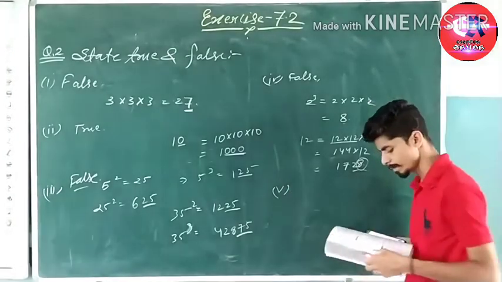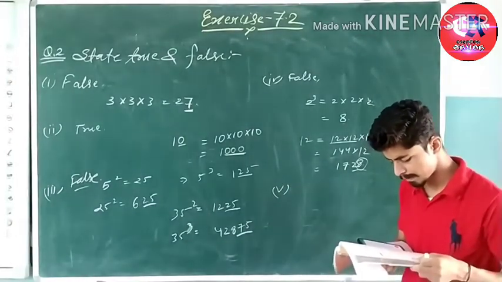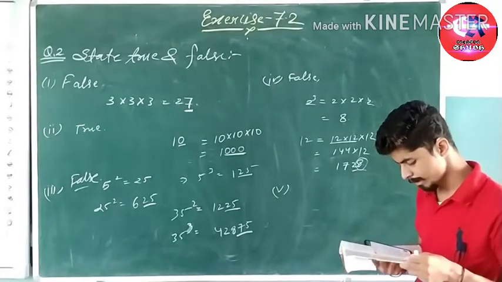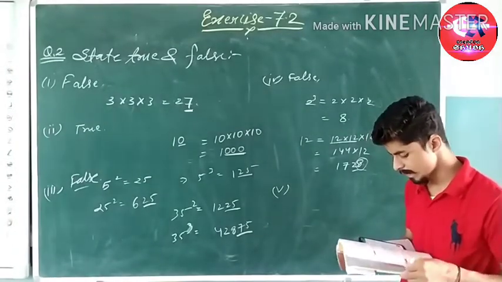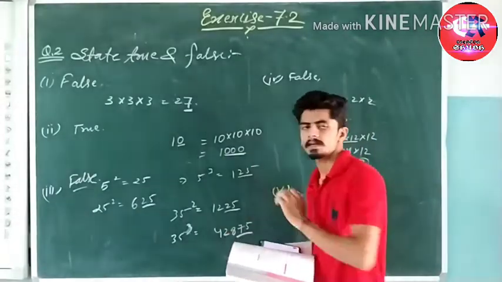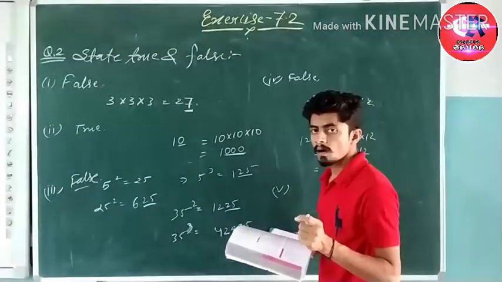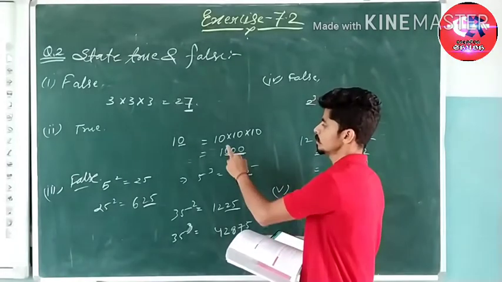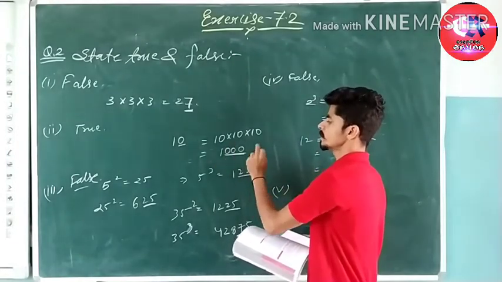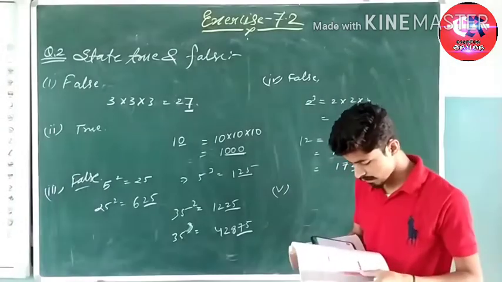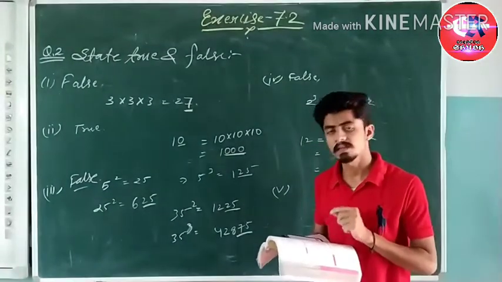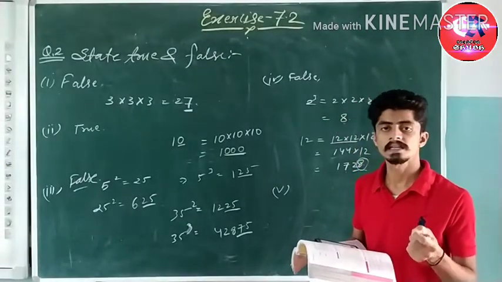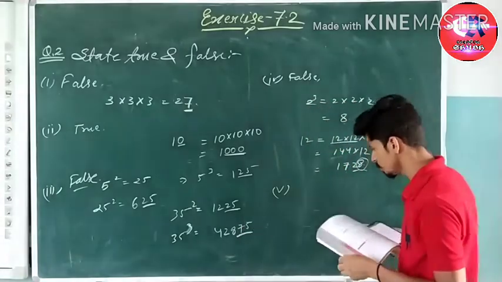Now the next one is the fifth statement. The cube of a 2-digit number may be a 3-digit number. By this example you can consider the cube of a 2-digit number. We are taking the smallest 2-digit number, which is 10. So the cube of the smallest 2-digit number is equal to 1000, which is a 4-digit number. It is not a 3-digit number. So the cube of a 2-digit number is not a 3-digit number. So this sentence is also false.